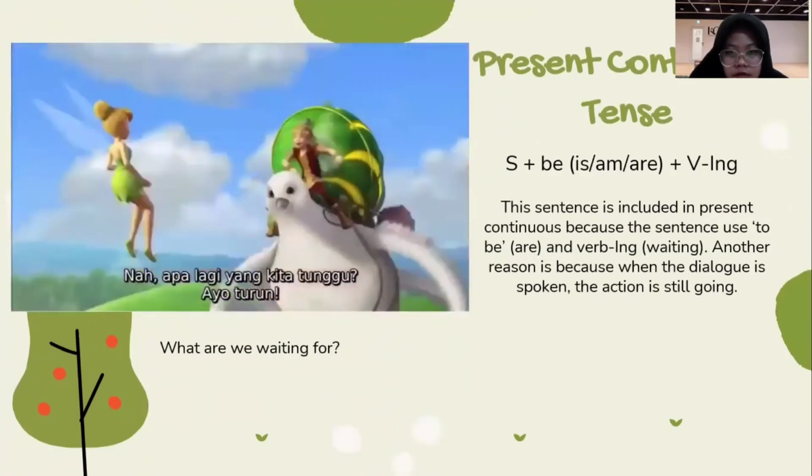Well, what are we waiting for? The next is present continuous tense. Present continuous tense has the pattern: subject plus to be (is, am, are) plus verb in -ing.